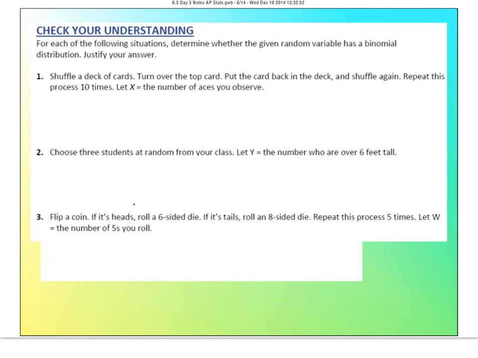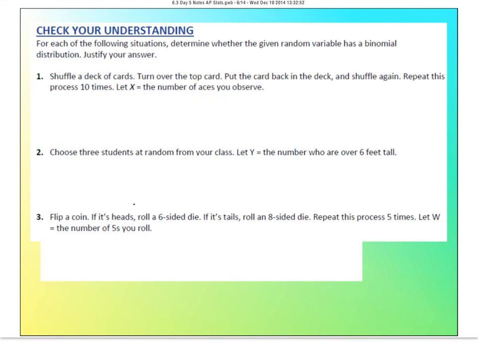Let's do one last setup here and check your understanding. Let's look at these three. Are they considered binomial? And if not, where do they fail? Scenario 1, we shuffle a deck of cards. We turn over the top card, put the card back in the deck and shuffle again. Repeat this process 10 times. The event I'm looking at is the number of aces you observe.